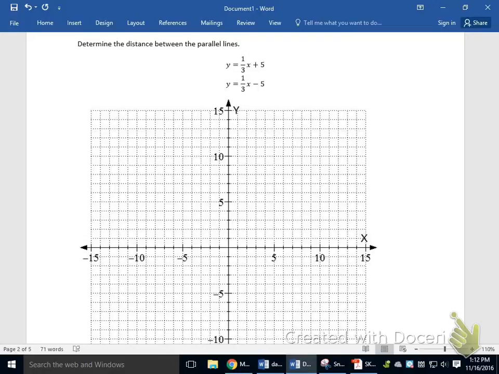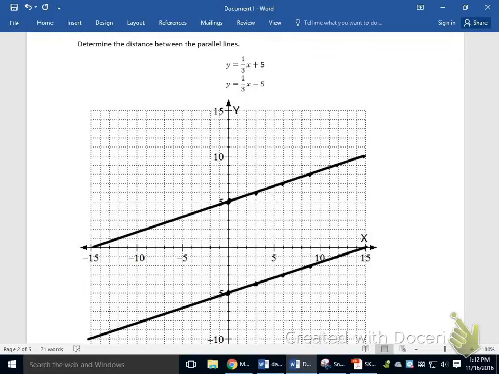I'm going to go and get those graphed using the slope, rise 1, run 3, and also starting at my y-intercept, 0, 5 on this one, and here my y-intercept will be 0, -5, but I'll still be rising 1, running 3. Now that I've got those lines graphed out, when I'm figuring the distance between two lines, I'm actually going to pick a random point on one of them. And if you remember, I always like to make that a y-intercept. So I'm actually going to pick the point 0, 5 in this case.